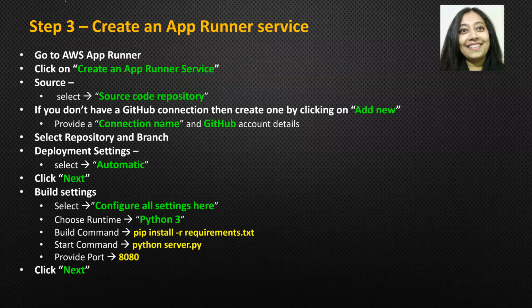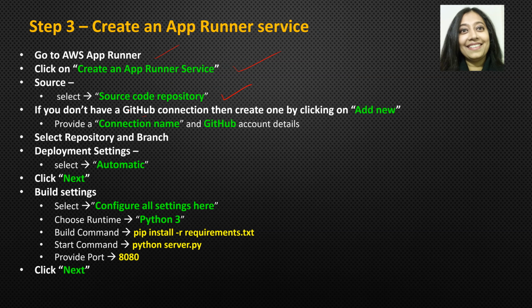Step 3. So we already have a source code in GitHub now. The next thing that we need to do is create an app runner service. So we will basically go to AWS App Runner. We will create the service. And remember, we have to deploy our Python application using a source code. So we will select the option over here as source code repo. And since our source code is stored in GitHub, right?